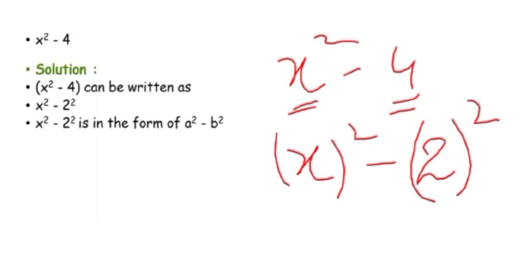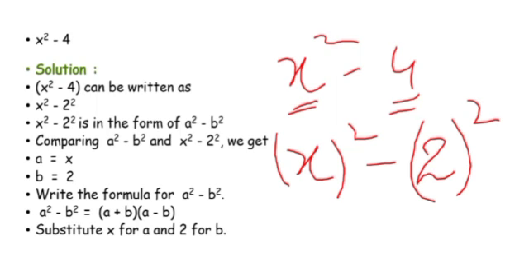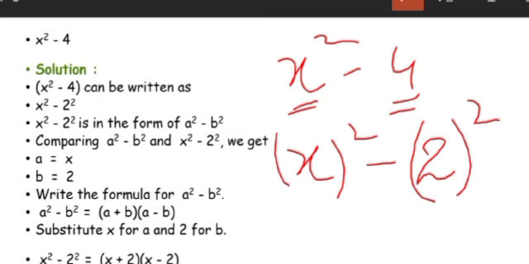So what I can do here is I can compare this with my identity a² − b². That means in place of a I have an x, in place of b I have a 2. So I will be writing the formula for a² − b², which says (a + b)(a − b). After substitution, this becomes x² − 2² = (x + 2)(x − 2).